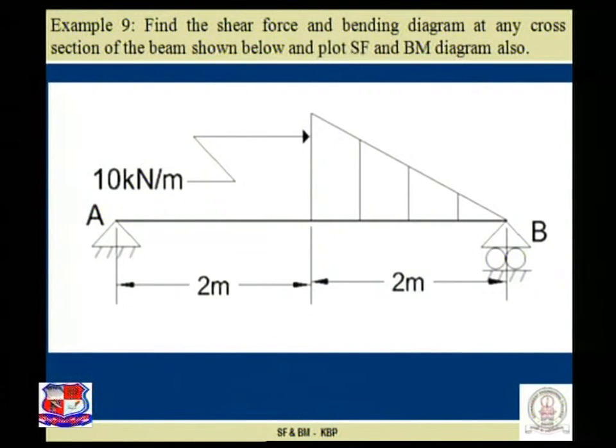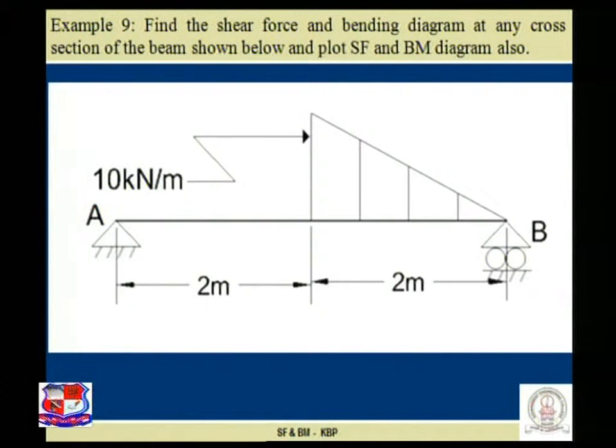Here the given beam is a simply supported beam. Up to 2 meter length, that is up to the center of the beam, means up to the half of the span, no external load is acting, but on the other half of the span there is application of UVL. Let us see how the shear force is varying along the length of the beam and how the bending moment is varying along the length of the beam.